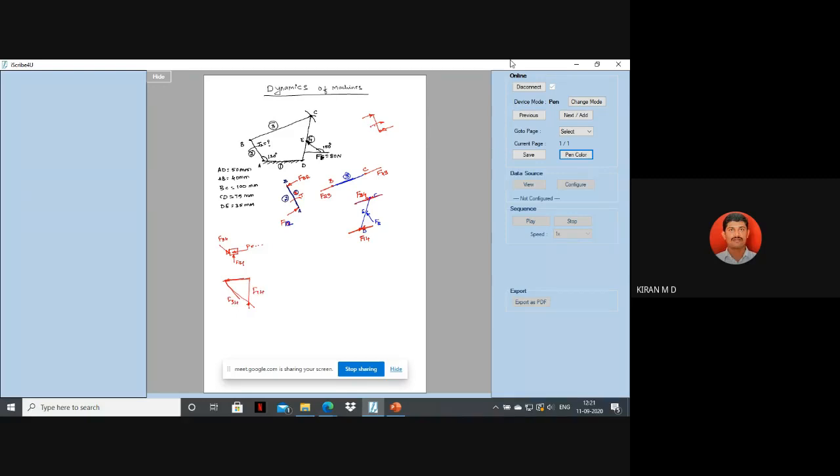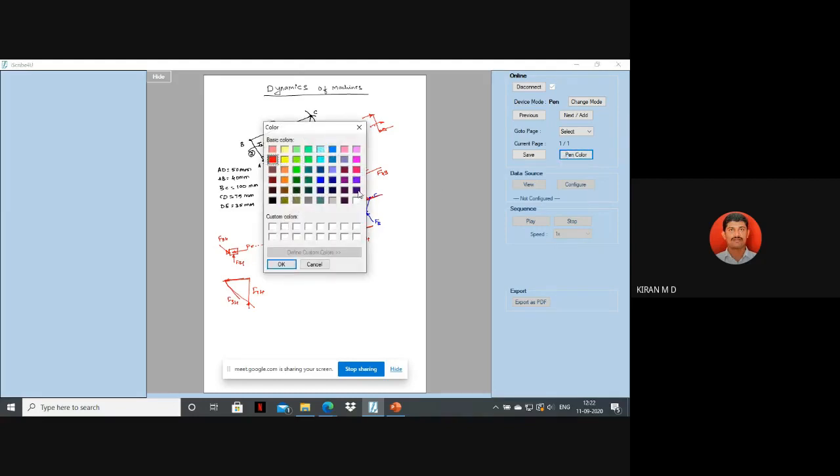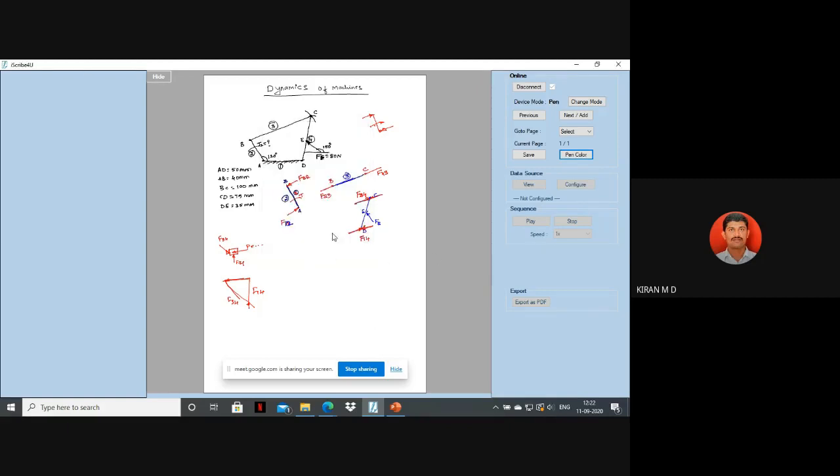Now, the thing is, here we don't know the exact direction of this F14. So to find that F14, we need to get the directions. For that, just draw this link, the same link, parallel to this CD. Parallel to this CD, you draw the same line.